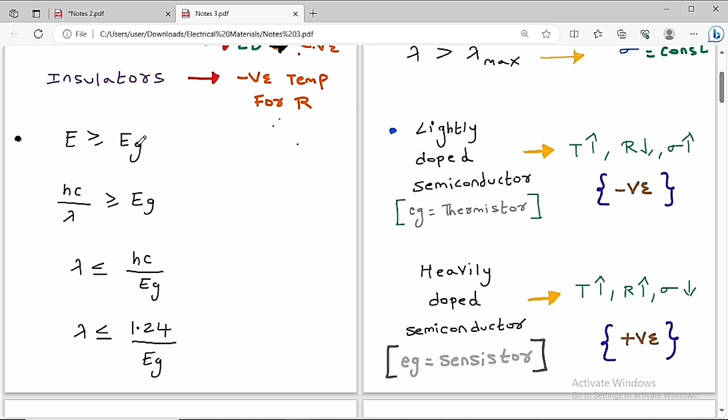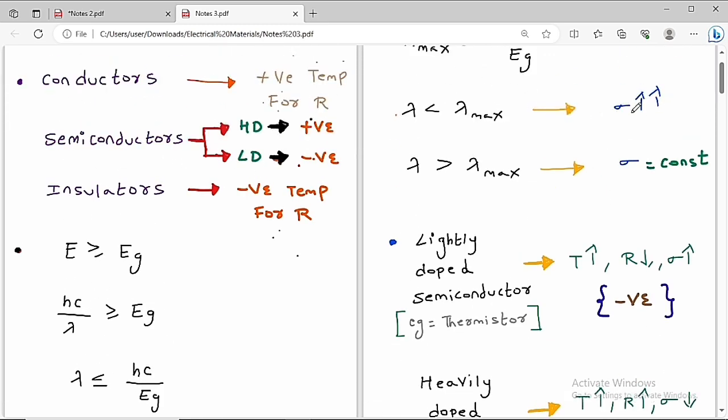It means that whatever energy you give to the electron in the valence band, that energy is more than the band gap energy. So because of that, the electron will go from valence band to conduction band. Therefore, the free electrons in the conduction band will increase. So the charge carriers are increasing, so conduction will increase. The conductivity will increase. Same thing again, the current will increase.